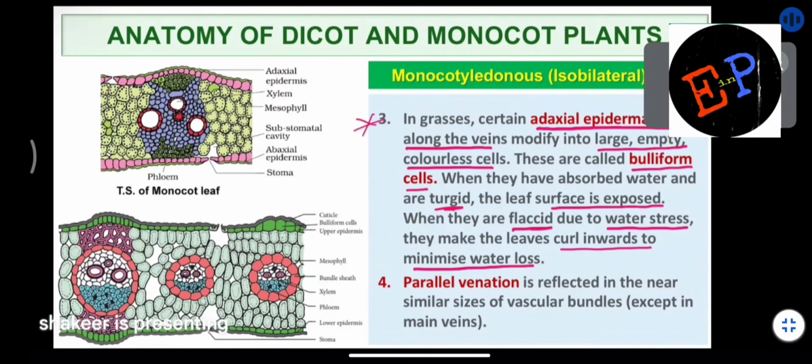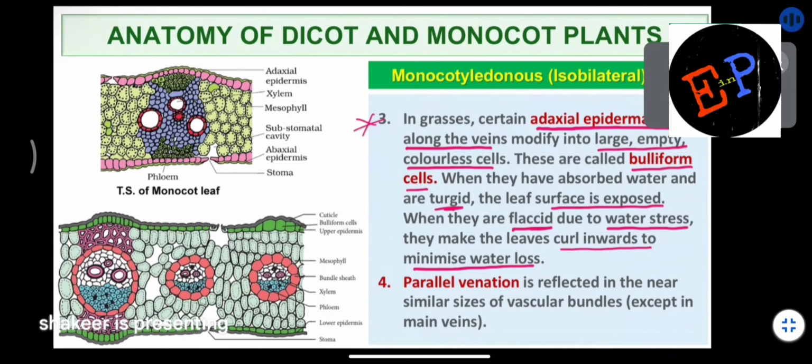So what is happening here? Some of the cells belonging to the adaxial epidermis. Adaxial means the topmost region or bottom region? Topmost region. These cells have the ability to absorb water and they are called bulliform cells. Are you able to understand? When these cells absorb a huge amount of water, they spread the leaf so that the maximum area is exposed to the atmosphere, so that the more than required water is evaporated.